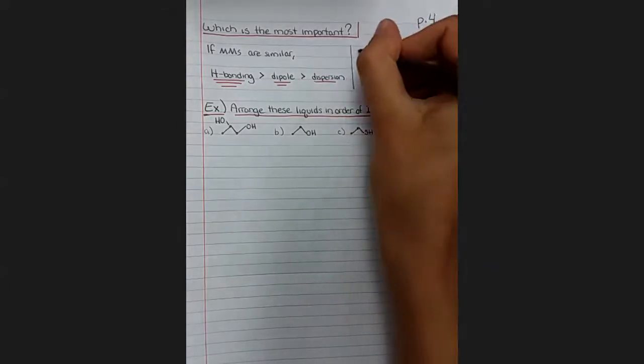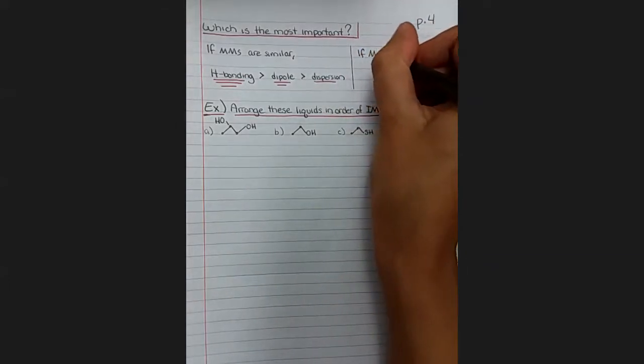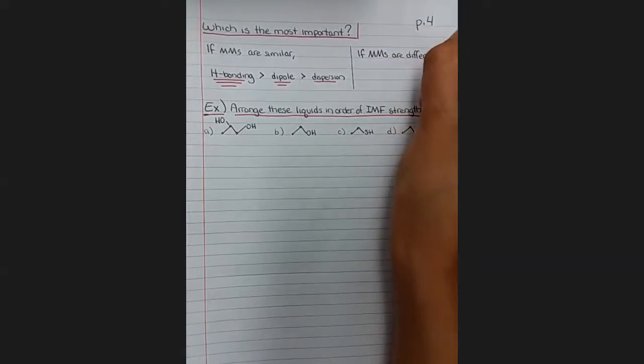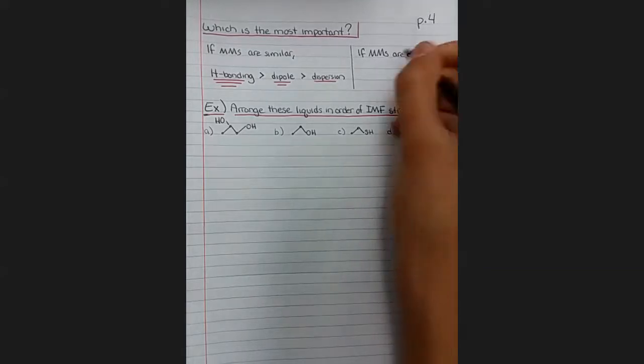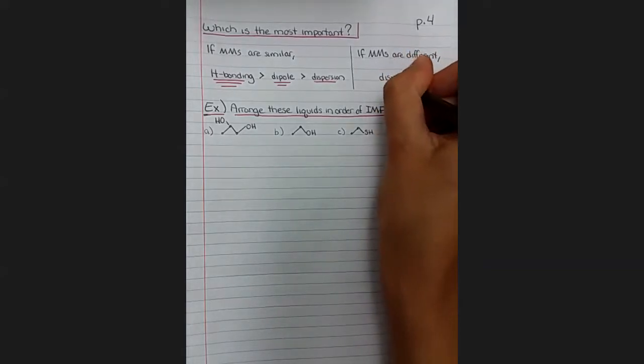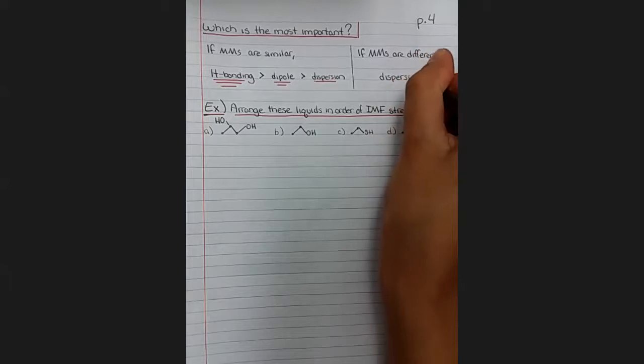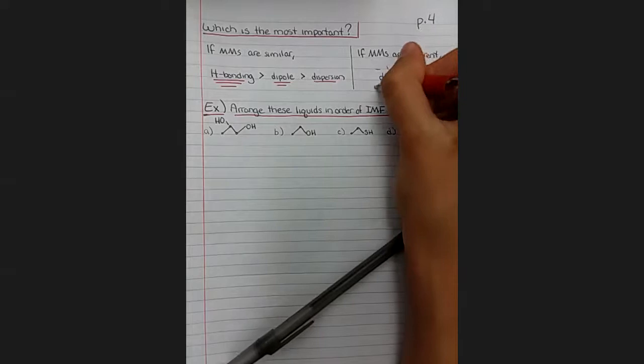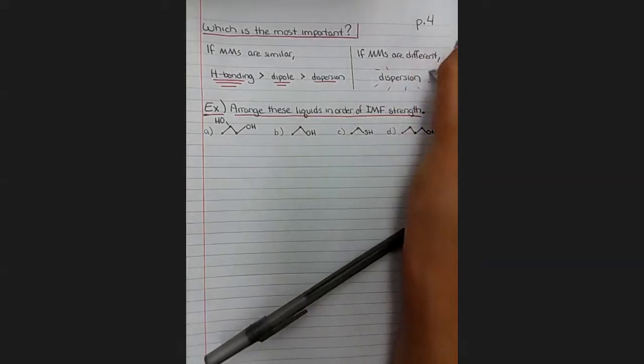On the other hand, if the molar masses are different, if you have something very large compared to something that's very, very small, then the type of force that depends on the size, the dispersion force, is going to be your most important dominating force.